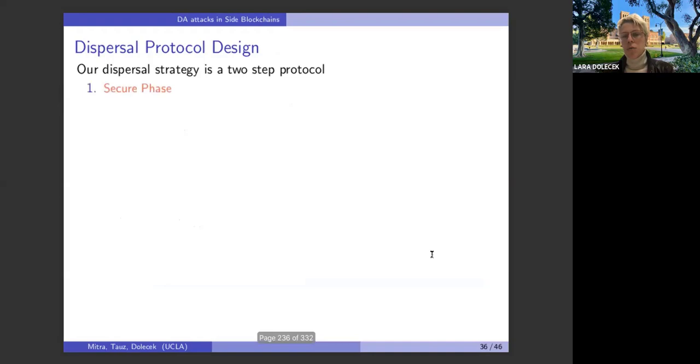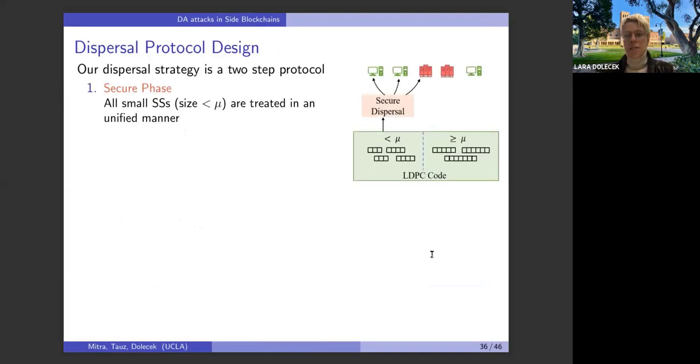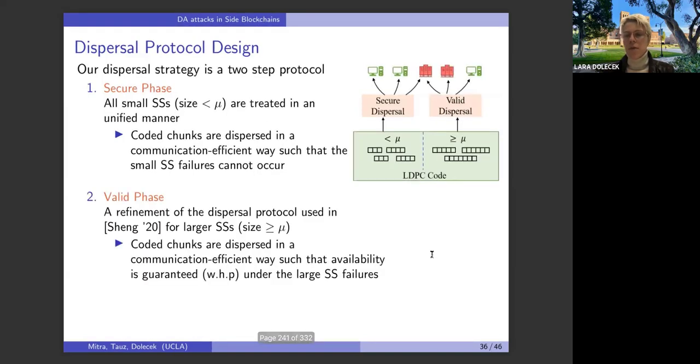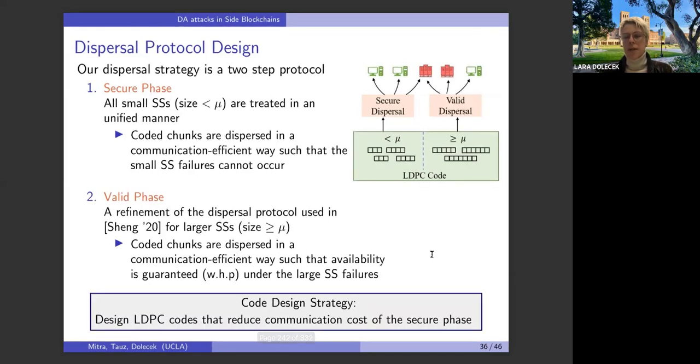Now our dispersal protocol is a two-step protocol, where the first step is the secure phase. In the secure phase, we treat all small stopping sets up to a given size in a unified manner. So coded chunks are dispersed in a communication-efficient way, such that small stopping set failures simply cannot occur. And in the valid phase, we actually refine the previous protocol for larger stopping sets, such that availability is guaranteed with high probability under large stopping set failures.